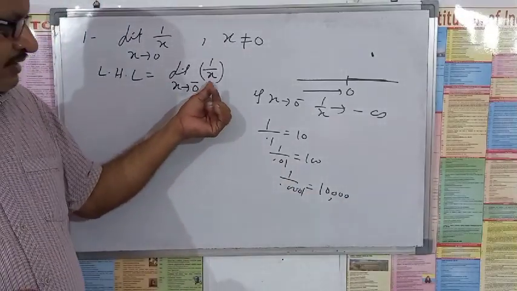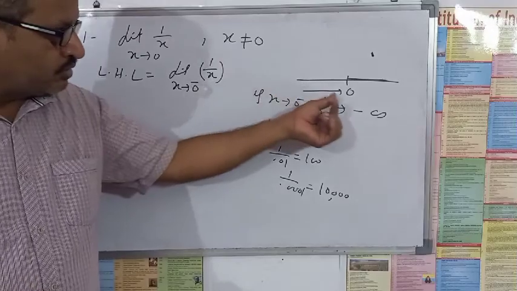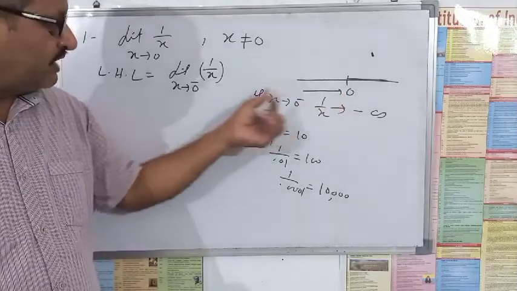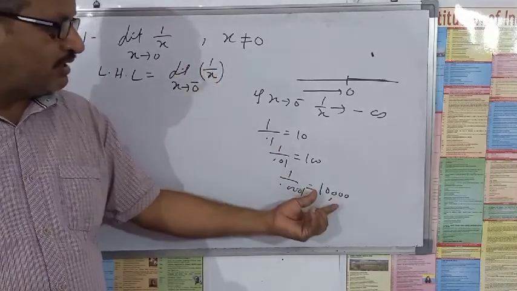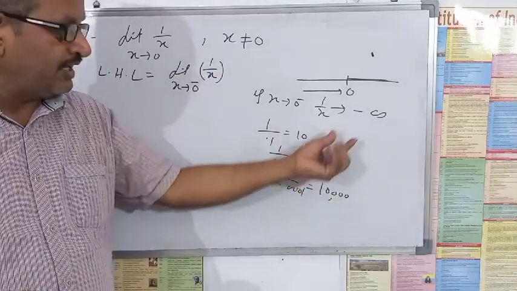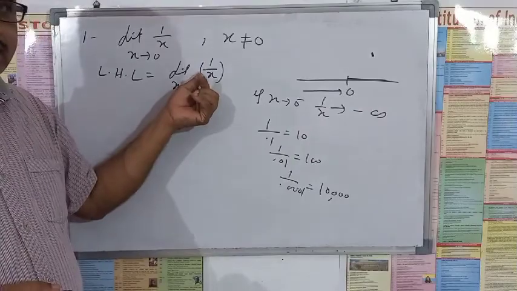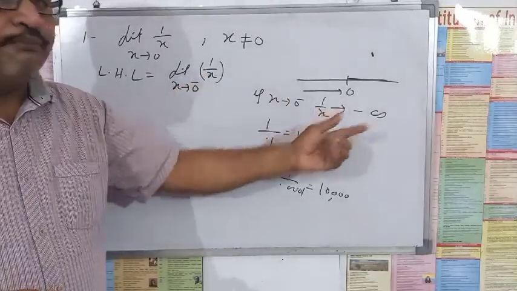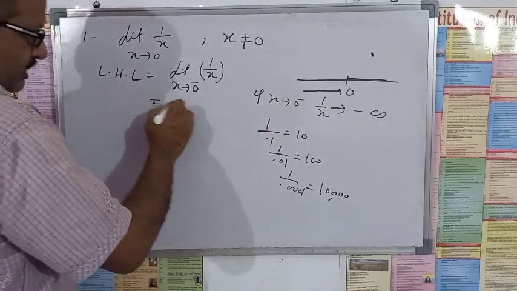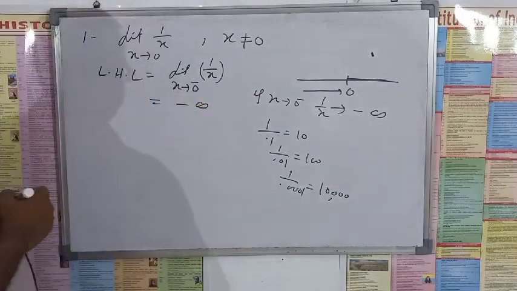So here x is very close to 0, but less than 0. That means we have to take a negative value of x, but very small. So 1 by x will be a huge value, meaning infinity, but here the negative sign is there. So it will be minus infinity. So this limit will be minus infinity.